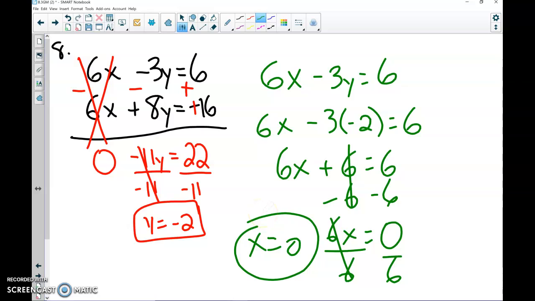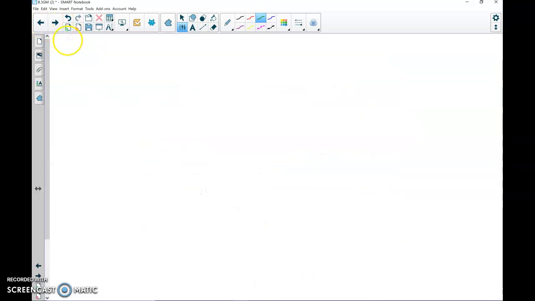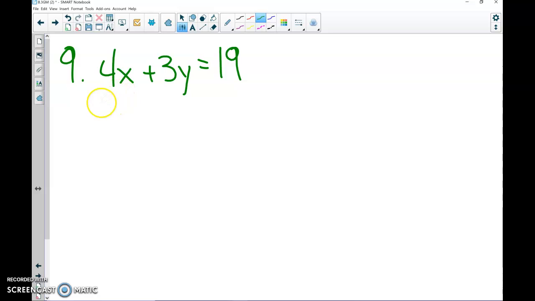Okay. Let's do one that's not going to end up with a 0. So let's look at number 9 on the your turn there on page 246. So I got 4x plus 3y equals 19. And then 6x plus 3y equals 33.